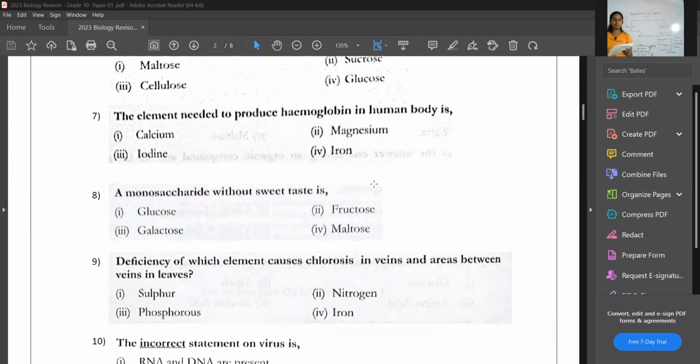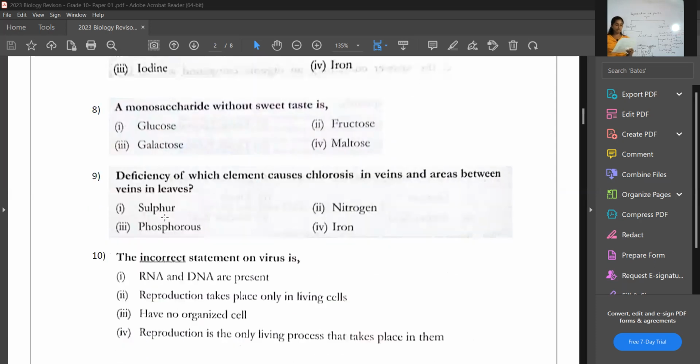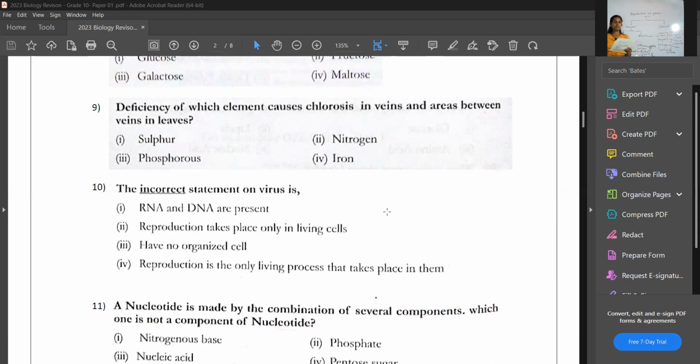Question number 8, a monosaccharide without sweet taste, that should be galactose. Galactose. The ninth one, deficiency of which element causes chlorosis in veins? You have to go through the deficiency symptoms, Pute, right? In areas between the veins, that is sulfur. First answer, sulfur. Question number 10, the incorrect statement on virus, DNA and RNA are present. Not both present in virus. Only DNA or RNA present in virus. DNA or RNA, not both, right?